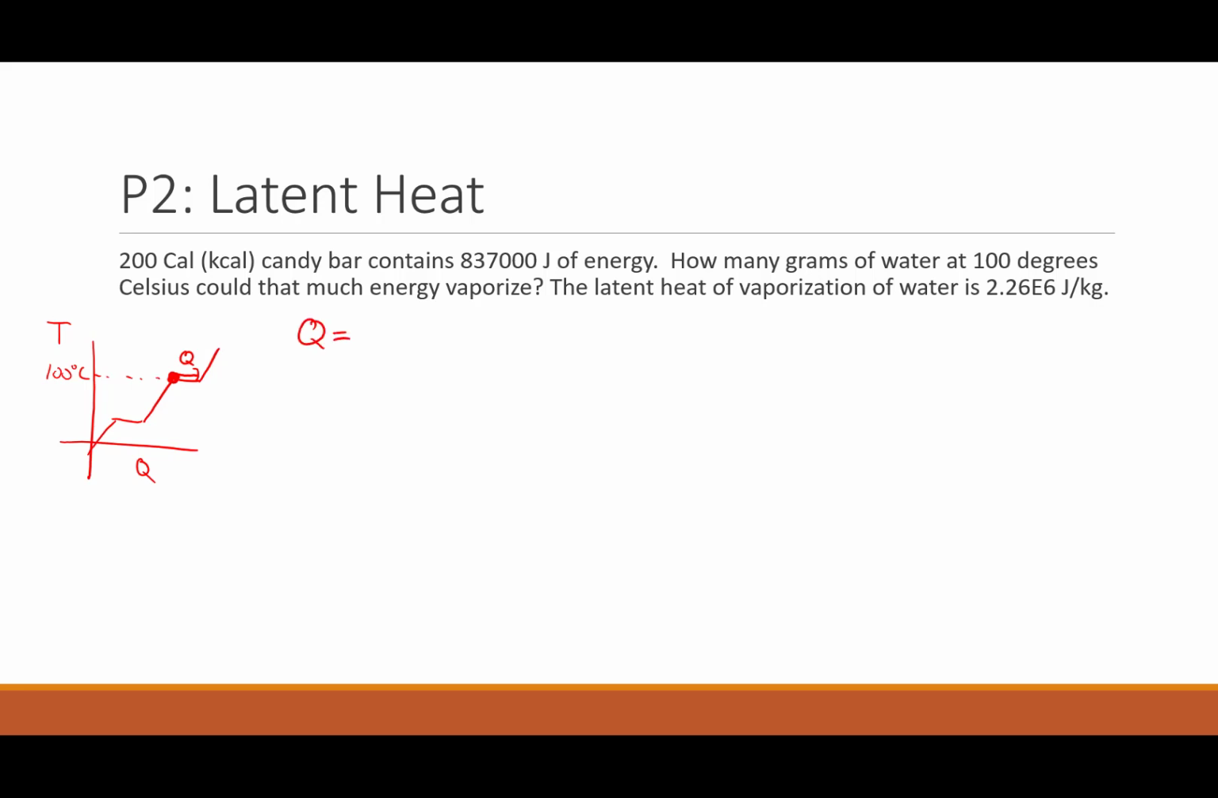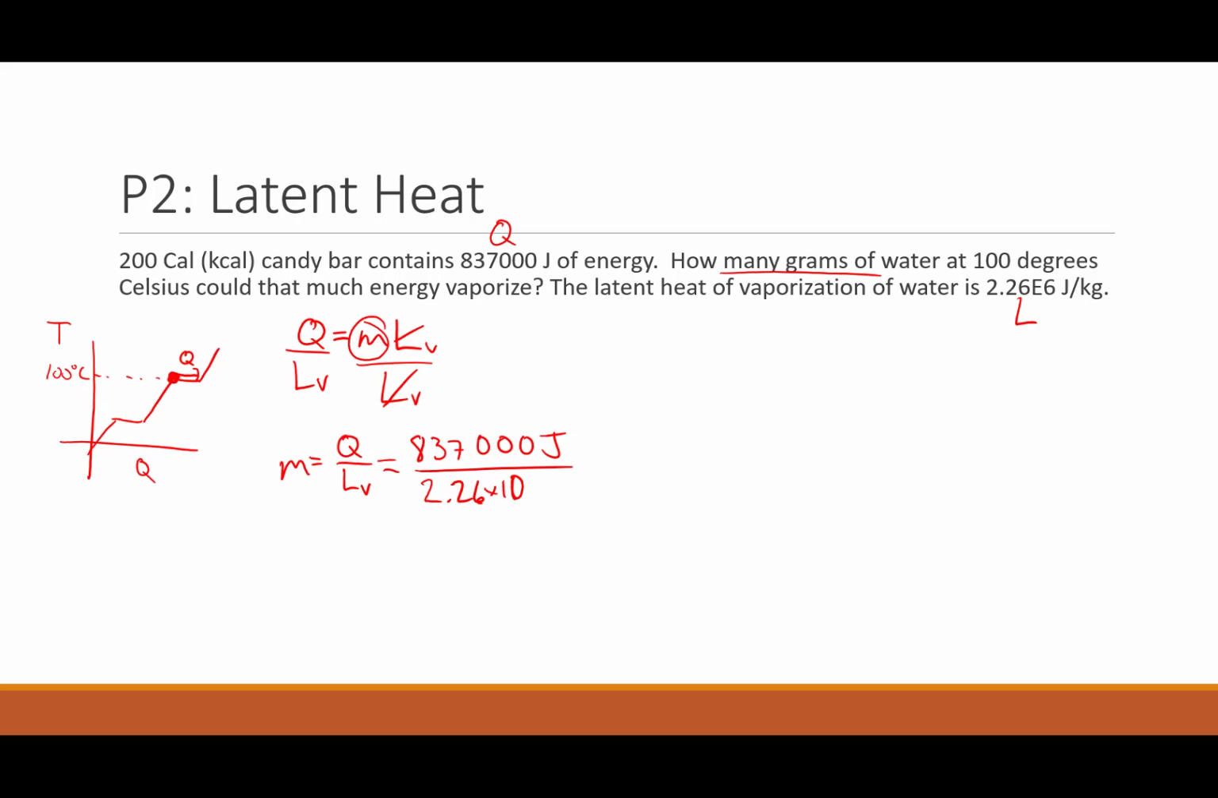So we use the equation Q equals mL. We know the heat energy added. We know the latent heat of vaporization of water. So we just need to solve for, well, how many grams of water? That's the mass. So divide both sides by L_V, latent heat of vaporization. We get mass equals Q over latent heat of vaporization, which is 837,000 joules divided by 2.26 times 10 to the 6 joules per kilogram.